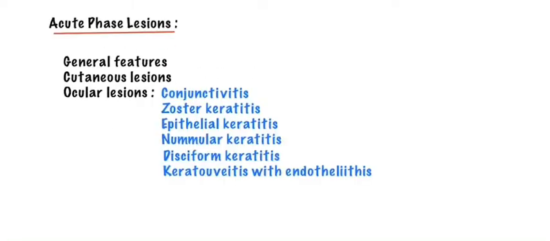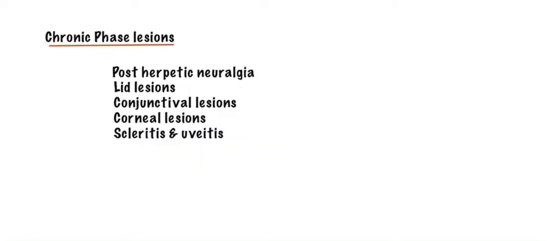Now here are some pictures from the A.K. Khurana book. The first picture is punctate epithelial keratitis. Here is how you draw it in your exam sheet, and this is how the eye looks in person. We said in the acute phase lesions that there is epithelial keratitis. The epithelial keratitis can be punctate, which is dot-like. You can see the dots here. So this is punctate epithelial keratitis.